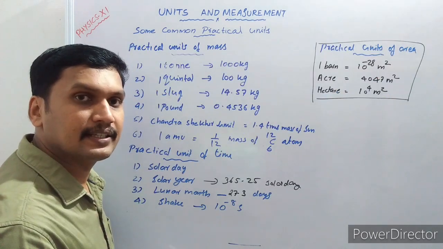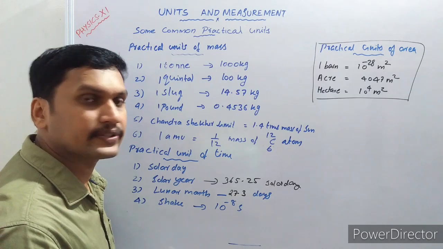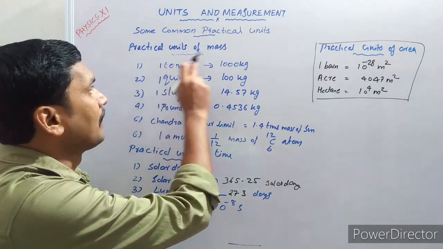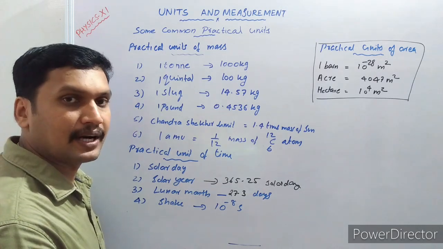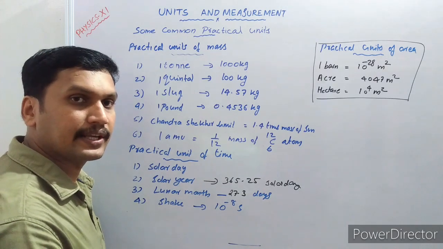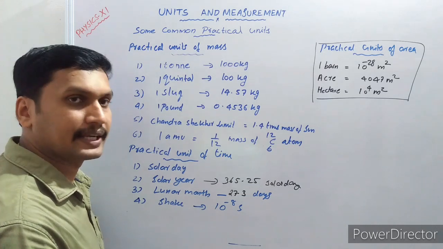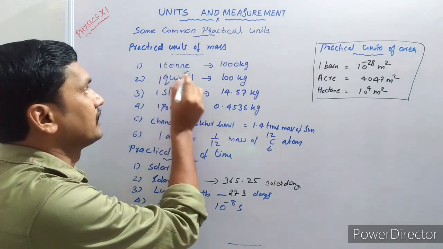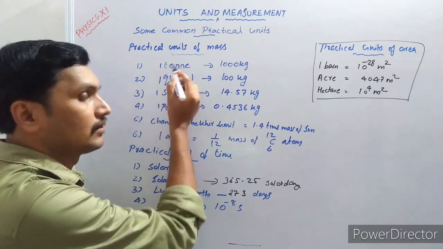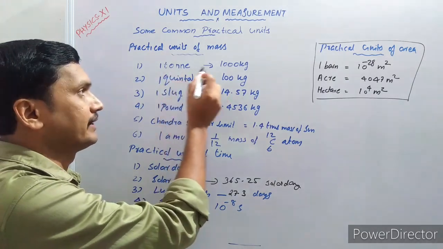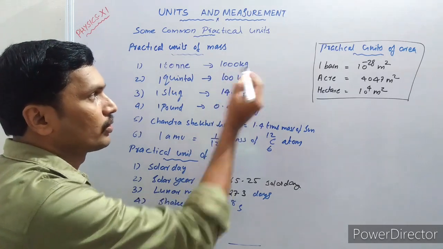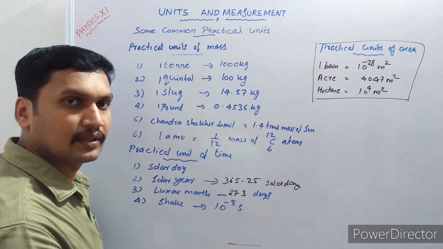Now let us see some practical units of mass measurement. You know that the SI unit of mass is the kilogram. Other than this SI unit, some common practical units: Ton. 1 ton, also known as metric ton, is numerically equal to 1000 kilogram.